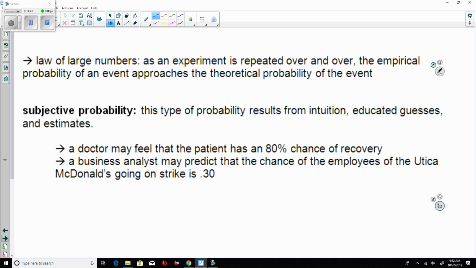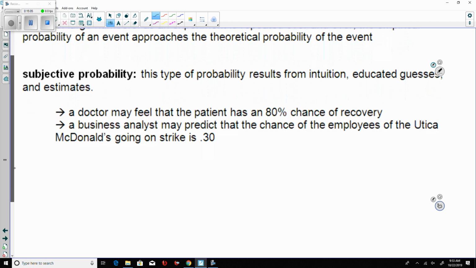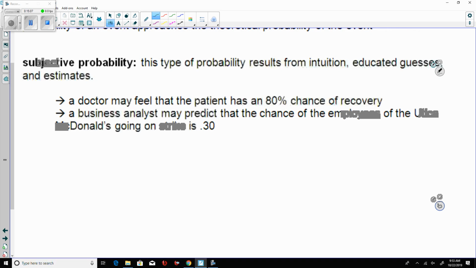So if you roll a die 6 times and you get 3 threes, your empirical probability, what happened, is 3 out of 6, 1/2, not likely to happen. If you keep doing it more and more, maybe you roll it 600 times, you'll see, oh, I got 100 of them instead. So it gets closer and closer. Now your subjective, the third one, probability results in intuition, educated guesses, and estimates. So you're just using prior knowledge.